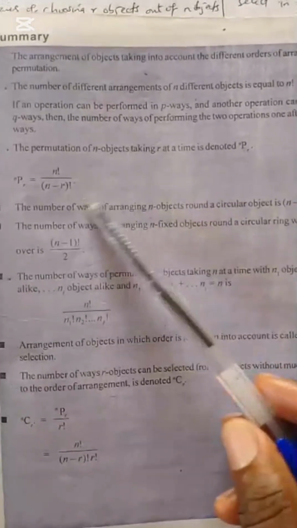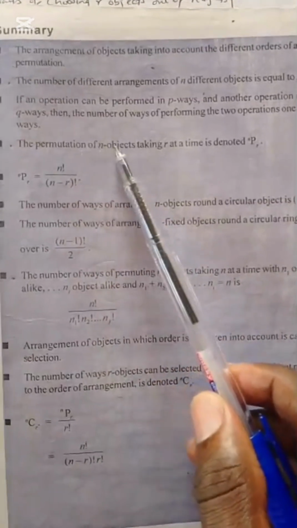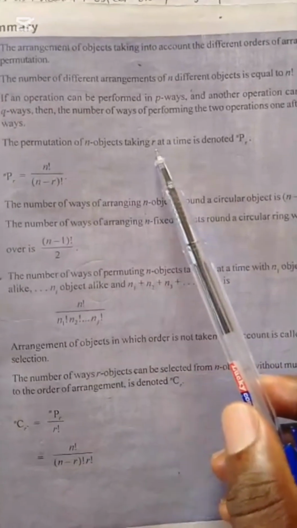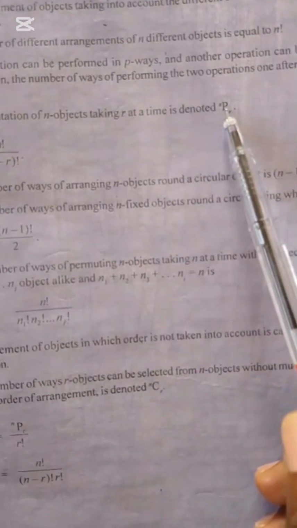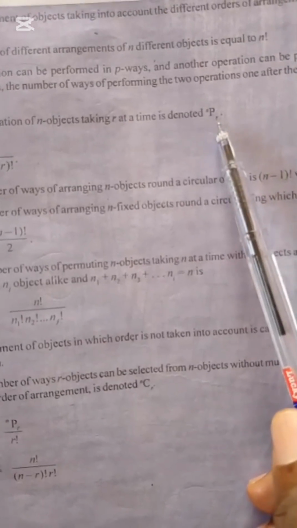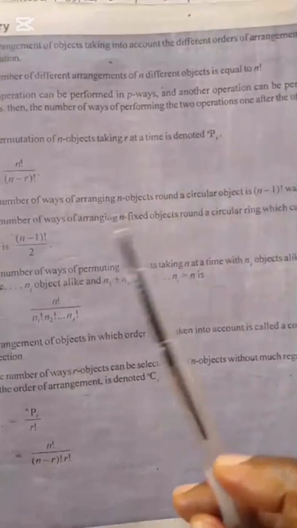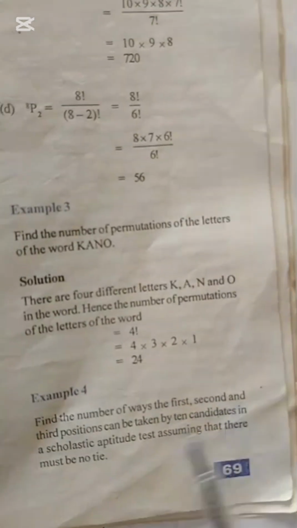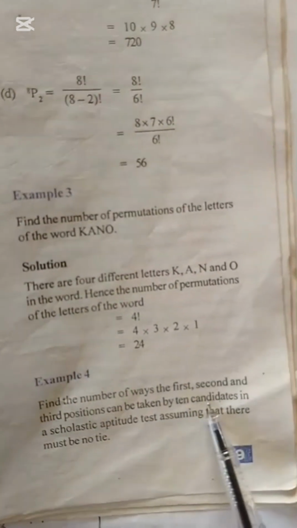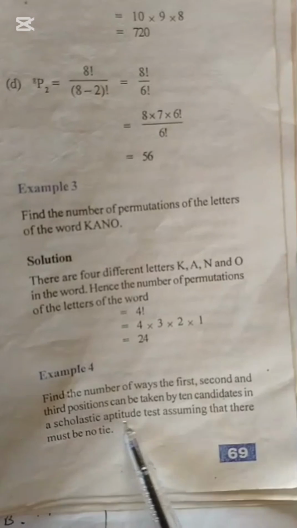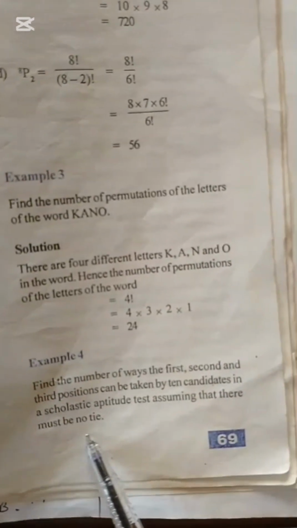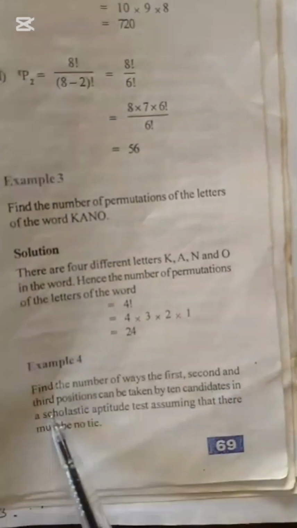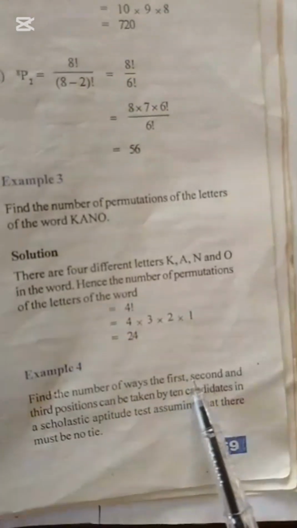How about the permutation of n objects taking r at a time? It is denoted as n permutation r. Well, what do we mean? Let's look at an example to explain. It says, find the number of ways the first, second, and third positions can be taken by 10 candidates in a scholastic aptitude test, assuming there must be no tie. Find the number of ways the first, second, and third positions can be taken by 10 candidates.